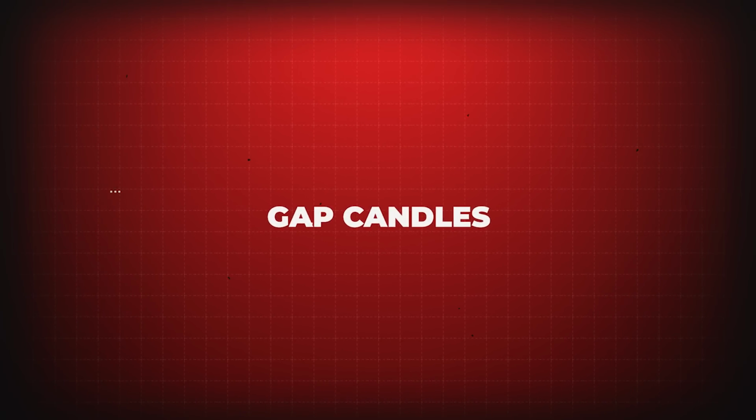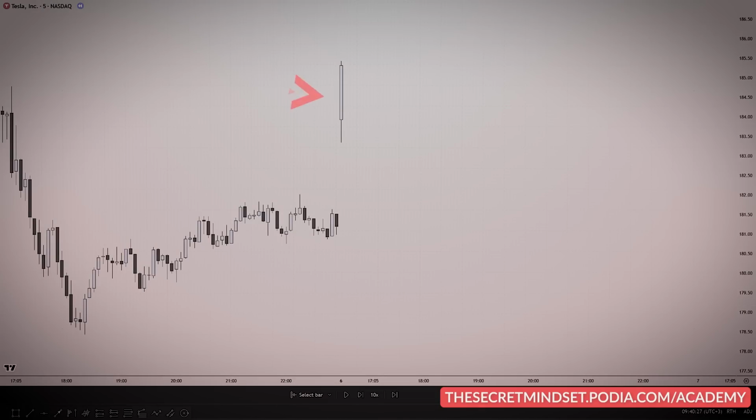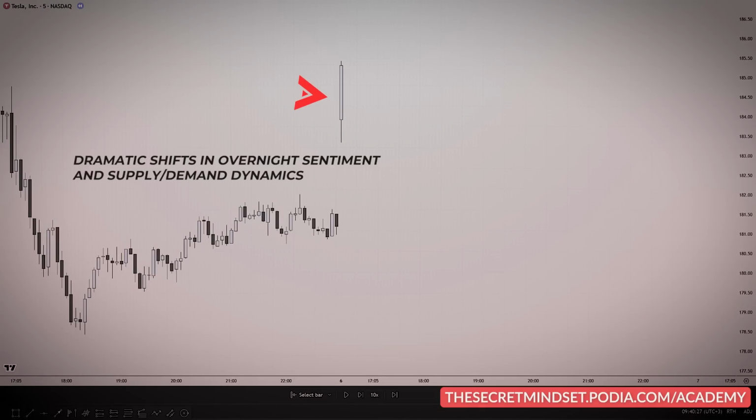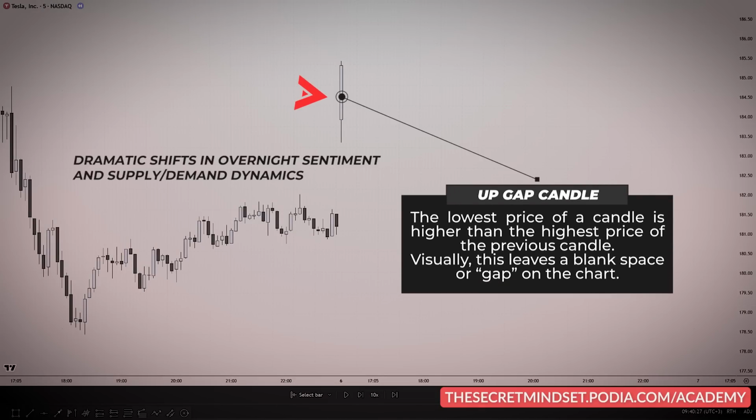Gap candles reflect dramatic shifts in overnight sentiment and supply-demand dynamics. An up-gap candle occurs when the lowest price of a candle is higher than the highest price of the previous candle. Visually, this leaves a blank space or gap on the chart.